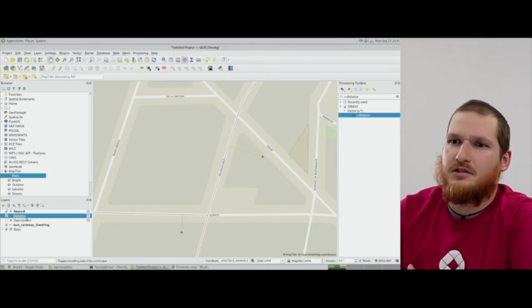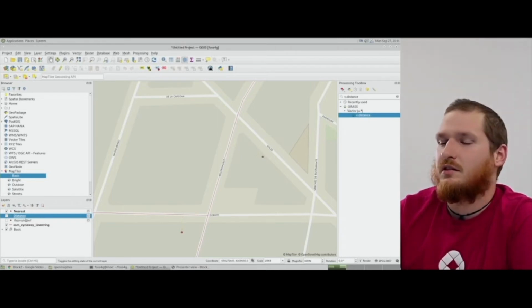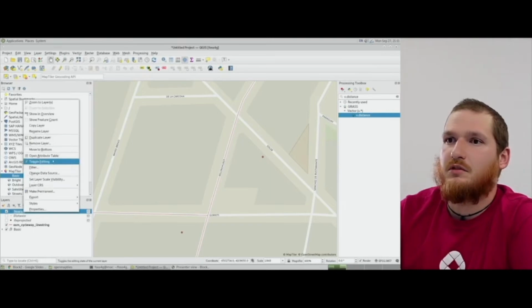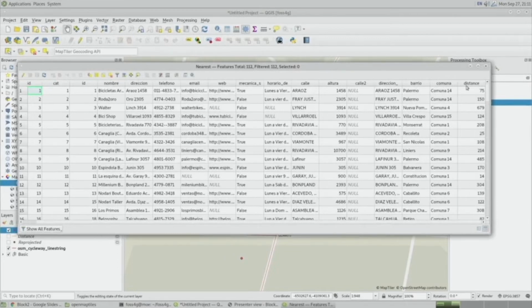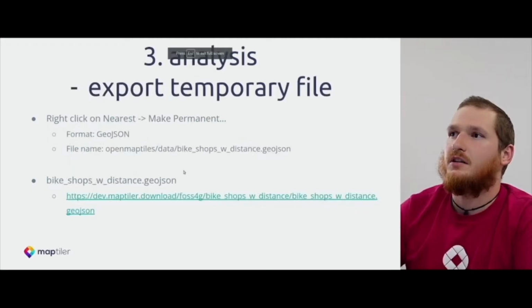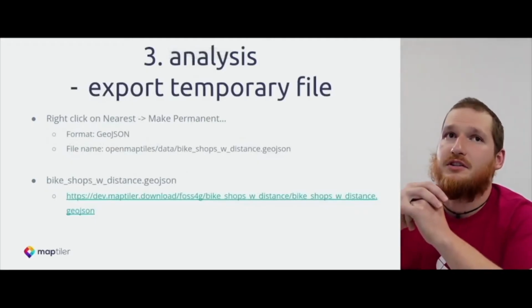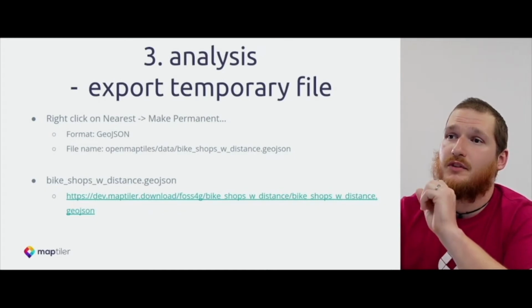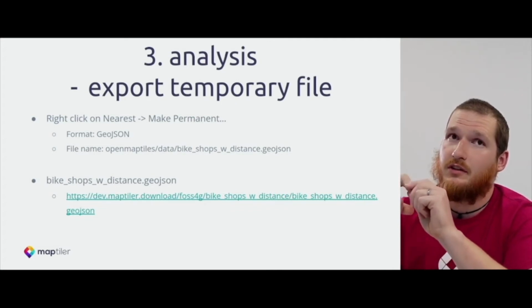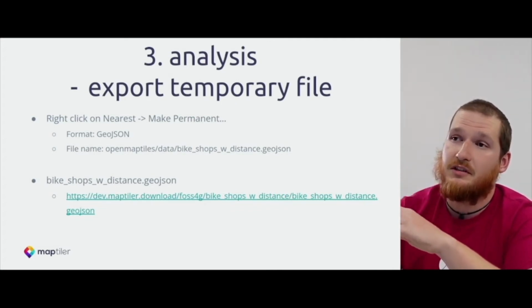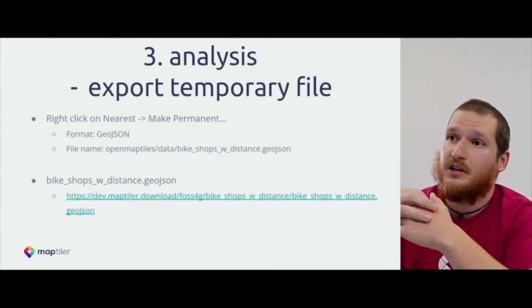We are not actually interested in the line. I open the attribute table. I can see that's our GeoJSON, and distance is calculated here. Good. Okay. So the result from the analysis was saved into a temporary layer, nearest, but we want to make this layer permanent. So just right click on the layer and select make permanent.